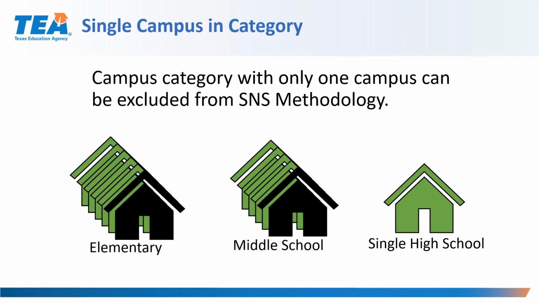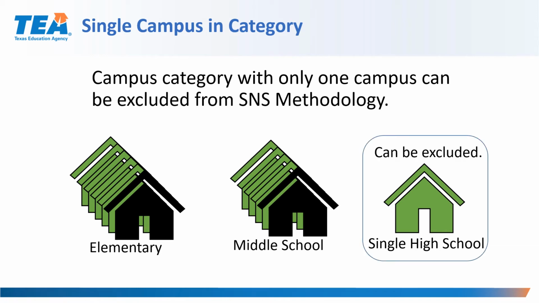In this example, the LEA has several elementary schools that are mixed Title I and non-Title I, several middle schools that are mixed Title I and non-Title I, and a single high school that is a Title I campus. In this example, the single high school could be excluded from the SNS methodology. The LEA would only have to have the methodology cover its elementary and middle school campuses.